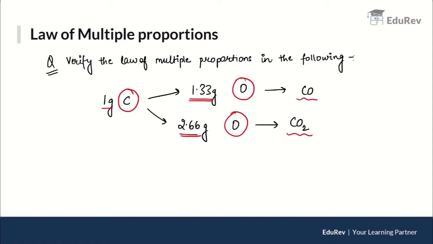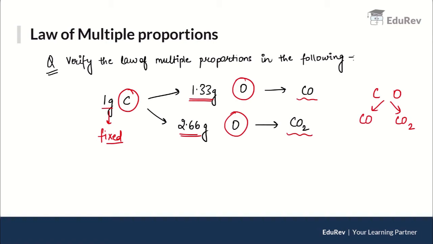What did the law of multiple proportion say? There should be two elements, so we have two, carbon and oxygen, and these form two compounds, which are carbon monoxide and carbon dioxide. The mass of one element should be fixed, which is fixed here at 1 gram. So the mass of carbon is fixed. As per this law, if the ratio of masses of the other element comes out to be a simple whole number, then this law is verified.